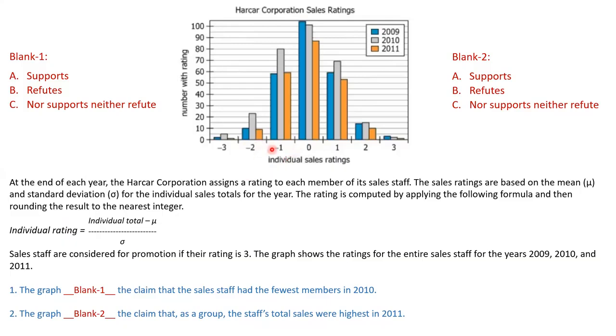For example, what this shows is that, actually this will be easier, that 80 sales people in the year 2010, right? Because this is 2010, had a rating of how much? -1. And how is the rating computed, by the way? Using this formula. So individual total minus the mean divided by standard deviation.